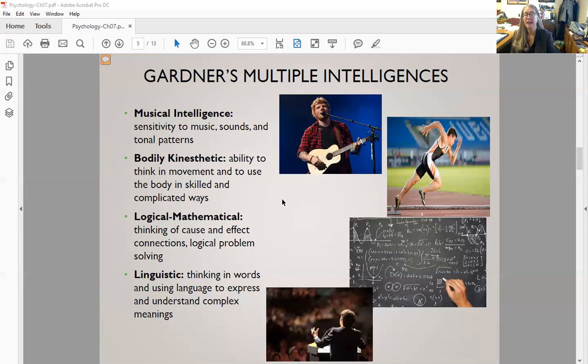When you look at the SAT or the ACT, there's a part that has to do with math. People high in logical mathematical intelligence will also tend to score high on that portion of the SAT or the ACT. Then there's linguistic intelligence. This is thinking in words and using language to express and understand complex meanings.